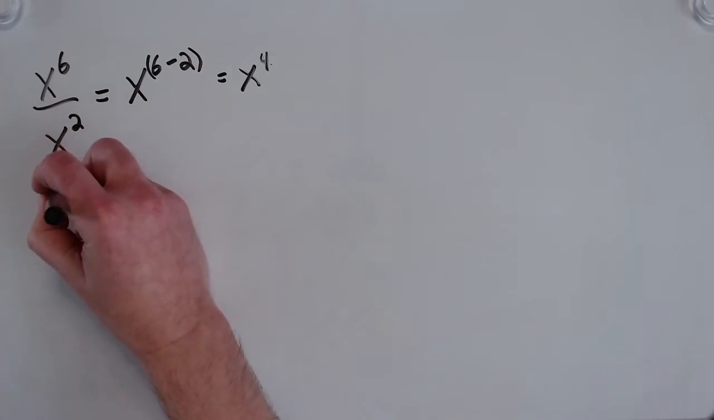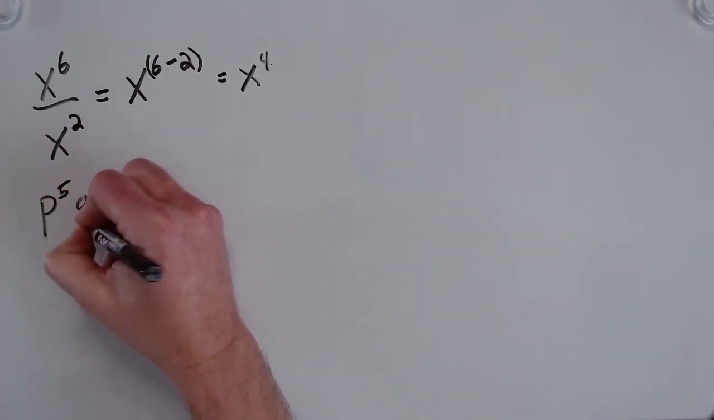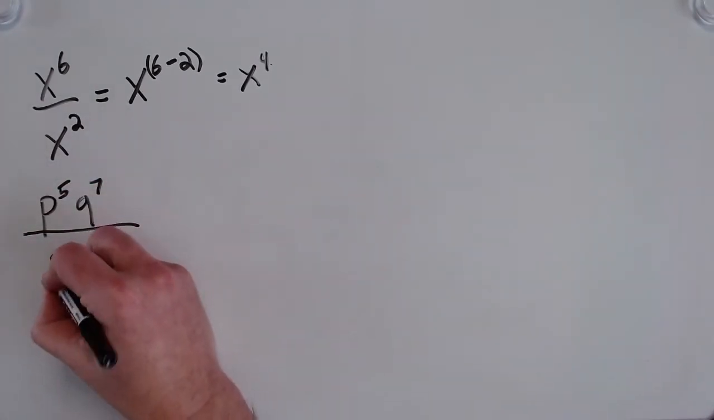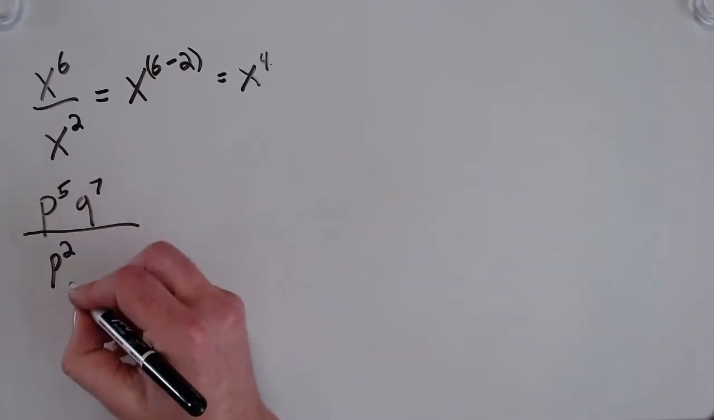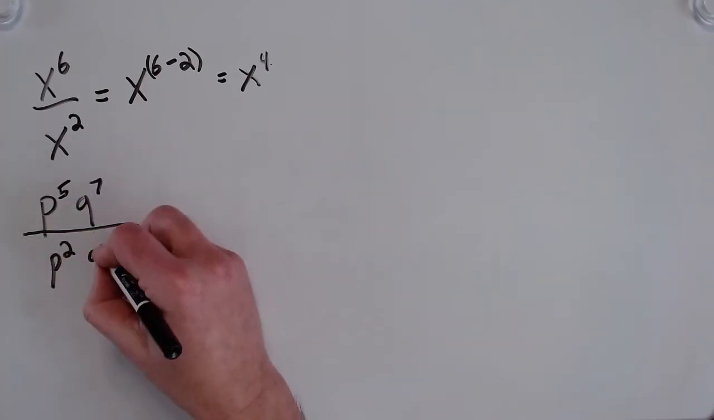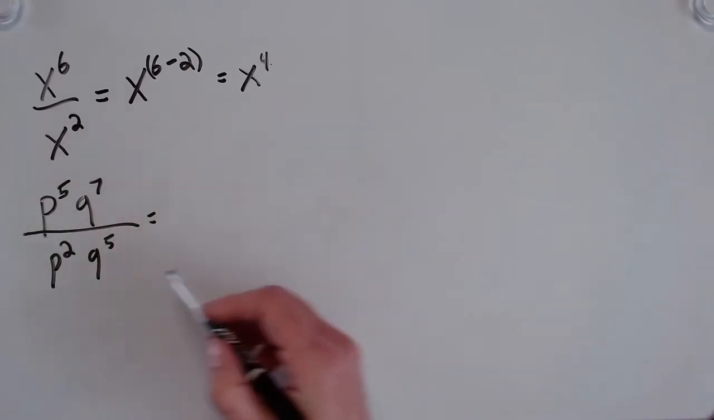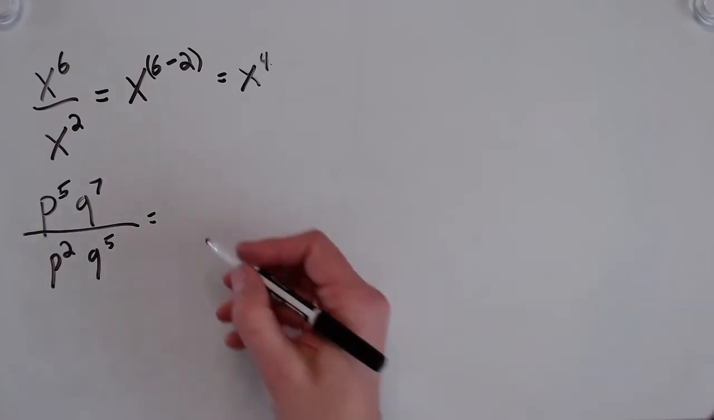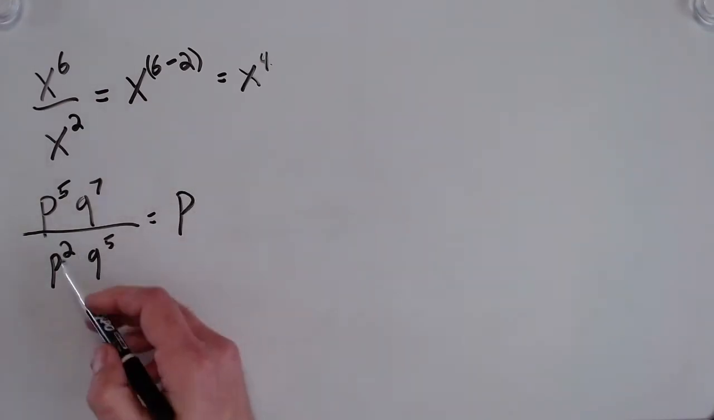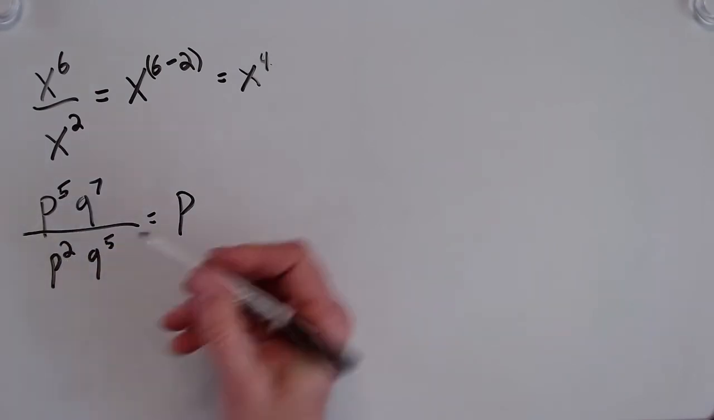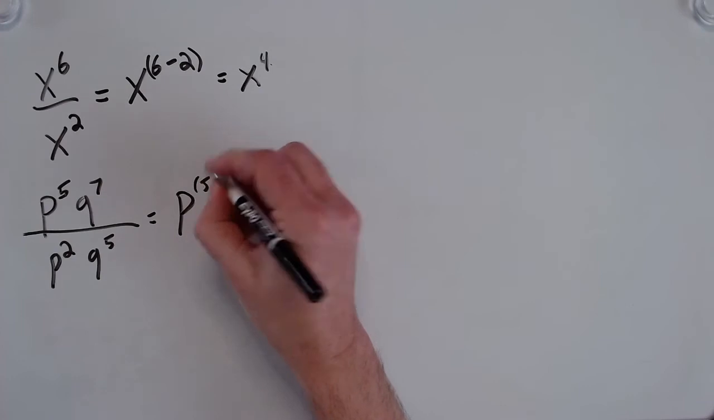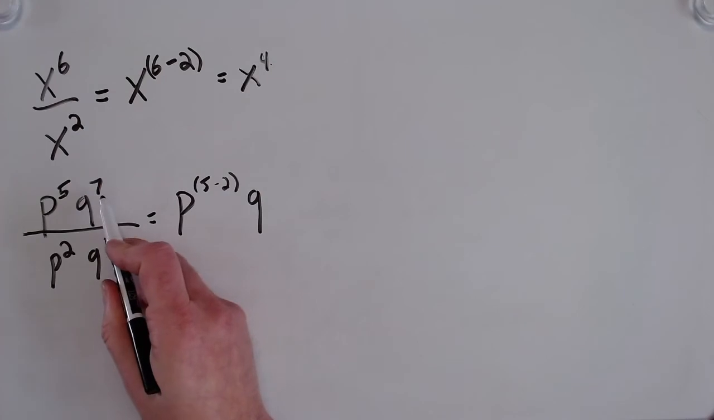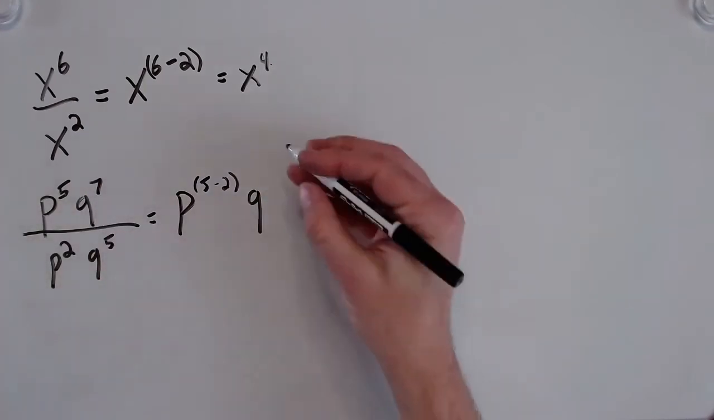P to the 5th power times q to the 7th, all over p squared times q to the 5th. Now this would be a lot of p's and q's to write out, but let's just focus on one variable at a time. It's going to be p to the 5 minus 2 power. I will write it out. 5 minus 2 times q to the 7 minus 5, because we're dividing.